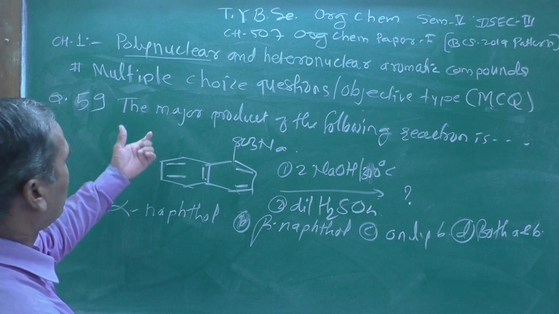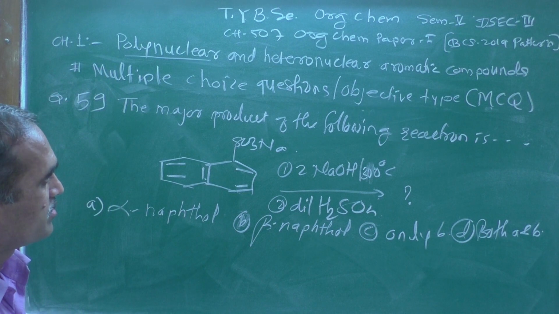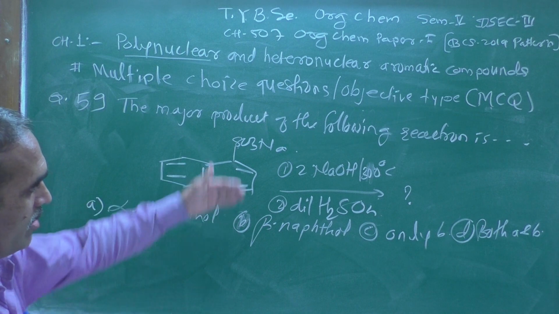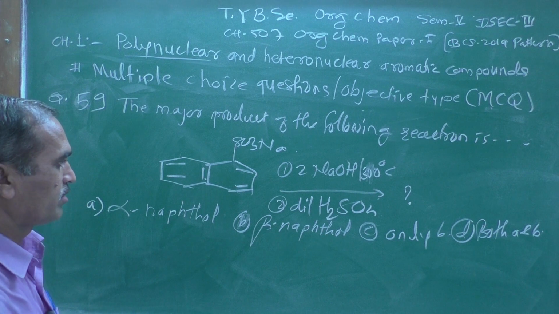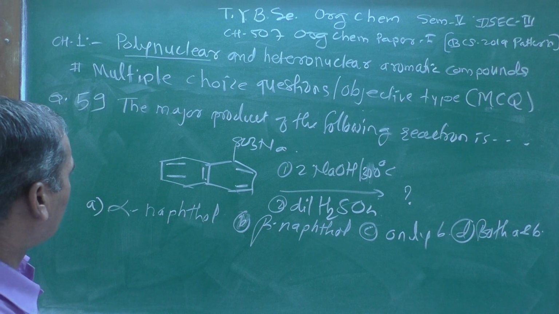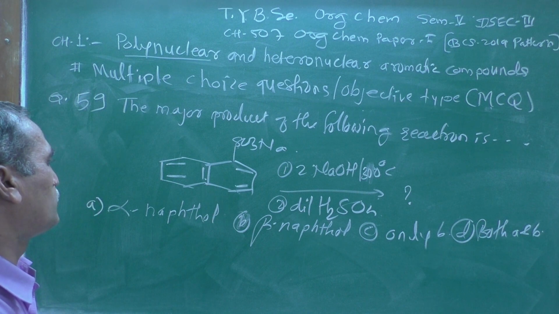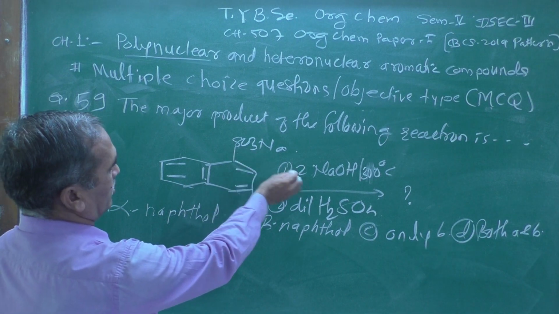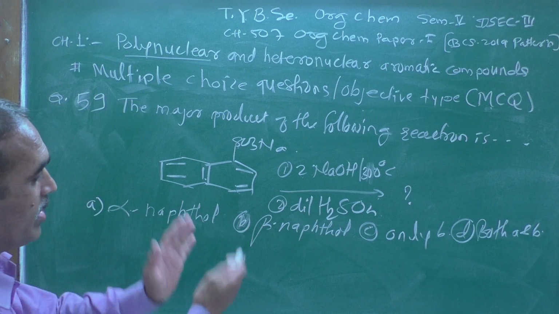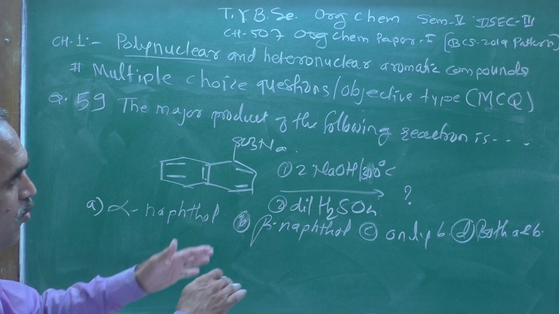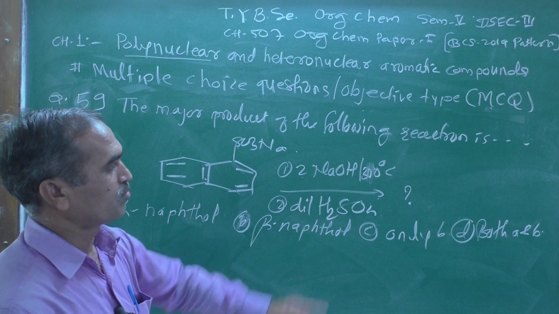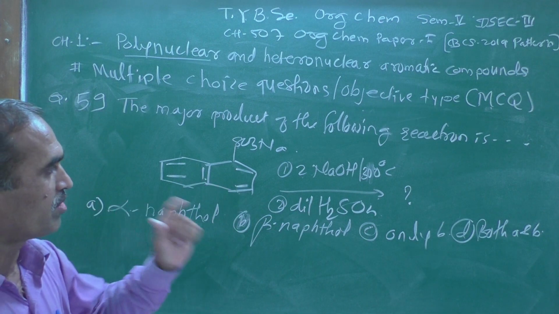So think: the major product of the following reaction is asked. This is the reaction, and these are the reagents. If you remember the descriptive part, those students can find out. Here it is sodium fusion at 300 degrees centigrade, a very high temperature, and fusion takes place. After the addition of 2 moles of sodium hydroxide at 300 degrees centigrade and then dilute H2SO4, what happens?